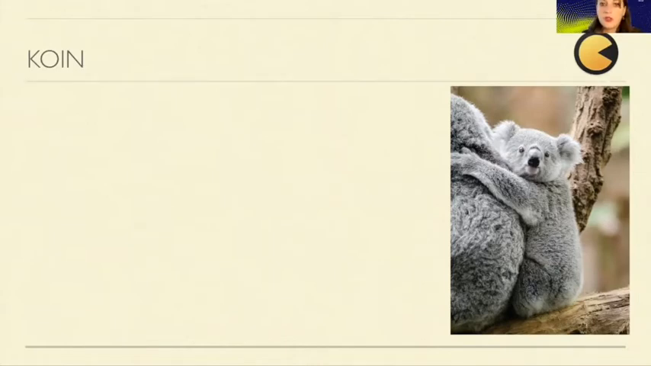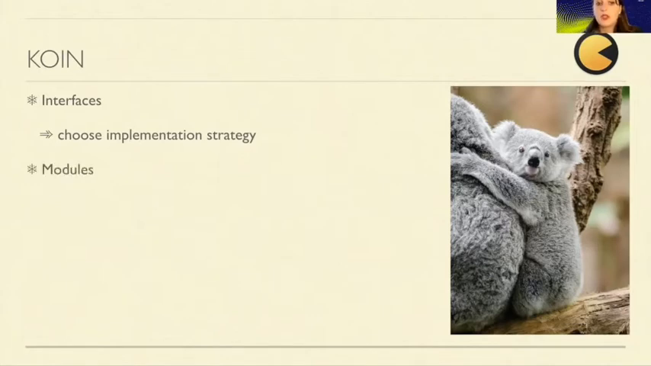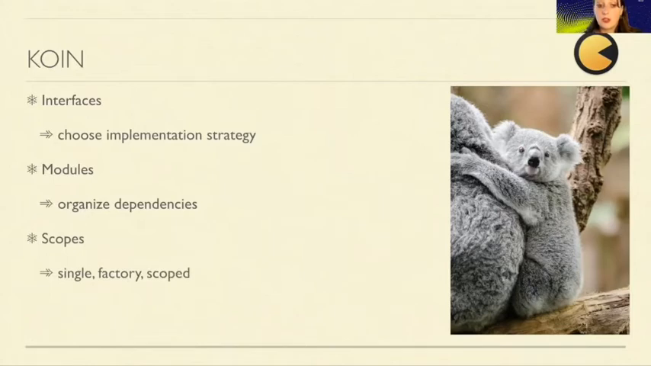So Koin is really Kotlin native, and it actually uses interfaces that will allow you to choose which implementation strategy you want to use. Why would you even want to choose between implementation strategies? Because Koin enables you to organize your dependencies using modules. So it's pretty powerful. And if you're used to working with dependency injection, you will recognize those concepts as I stated here, which Koin knows pretty well.